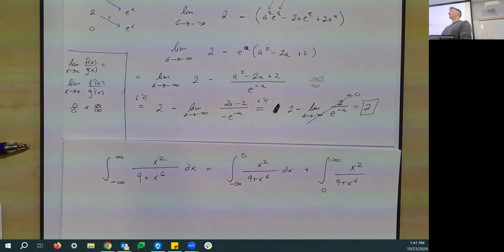So for this particular example, I would point out that x squared over 9 plus x to the 6th is an even function. Meaning if you graphed it, it has symmetry about the y-axis.